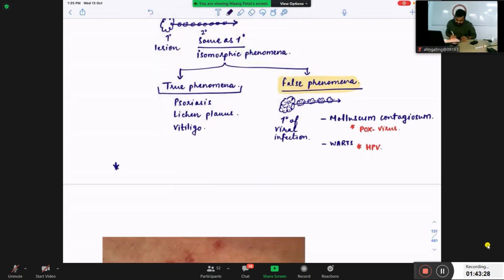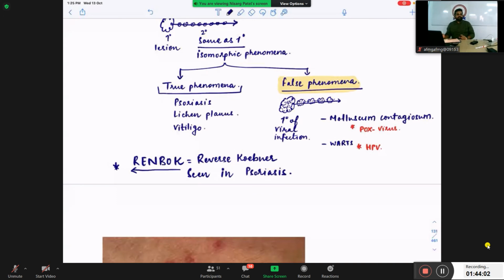Third, you can easily remember. See this rainbow. So what is this rainbow? If you read it in the reverse, what is it? It is a powder. So rainbow phenomenon is also known as a reverse Koebner. Just one liner. It is seen in psoriasis.